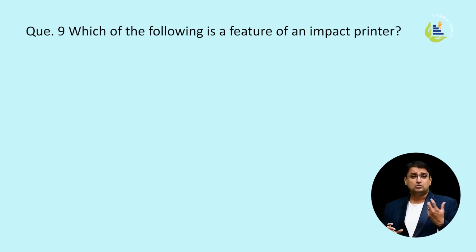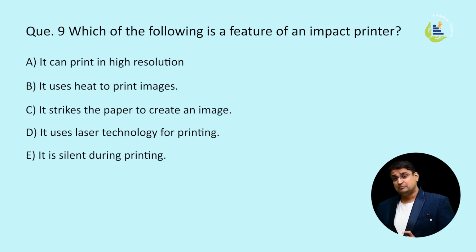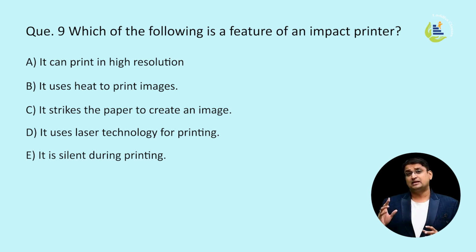Question 9. Which of the following is a feature of an impact printer? Options are it can print in high resolution. It uses heat to print images. It strikes the paper to create an image. It uses laser technology for printing. It is silent during printing.